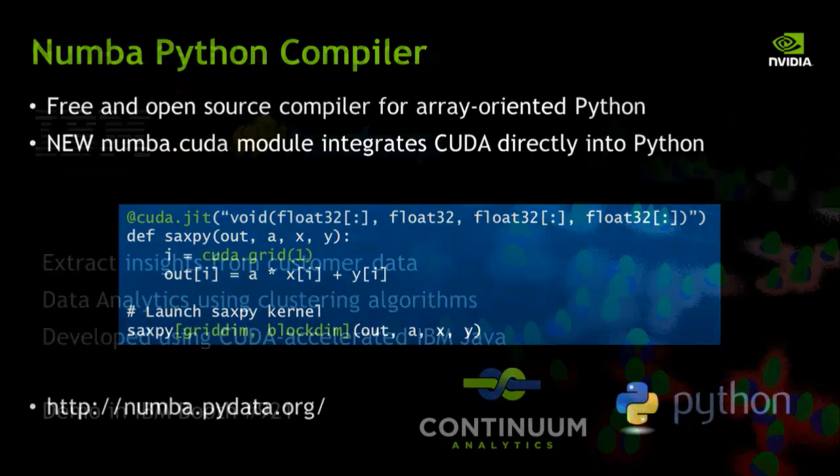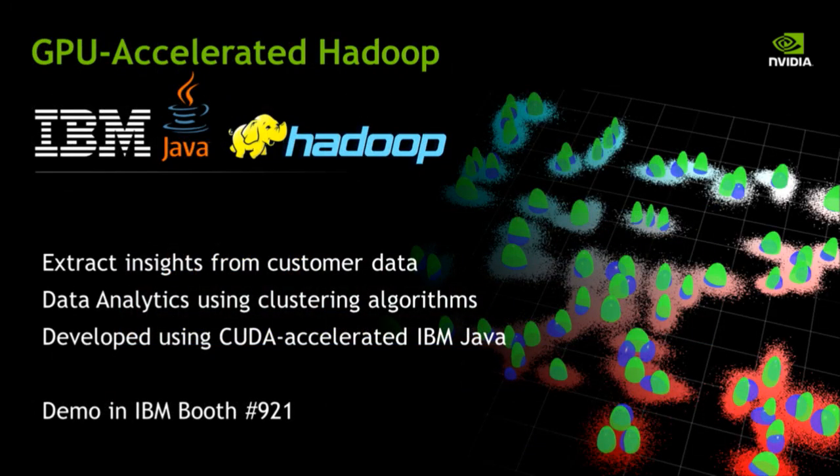The fourth language I want to talk about is Java. But first I want to talk a little bit about an application of Java. In this case, it's GPU-accelerated Hadoop. Hadoop is a MapReduce framework that's used for large-scale data analytics. It allows you to scale programs across distributed computing systems.